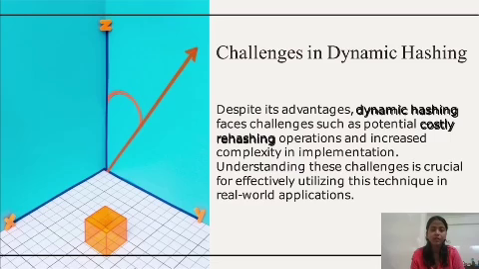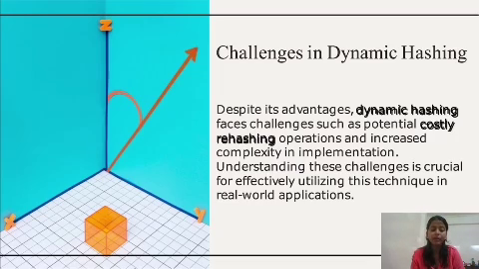Third one is memory management. Dynamic hashing requires additional memory to maintain directories or to store overflow information. This can lead to memory inefficiencies, especially in systems with limited memory resources.